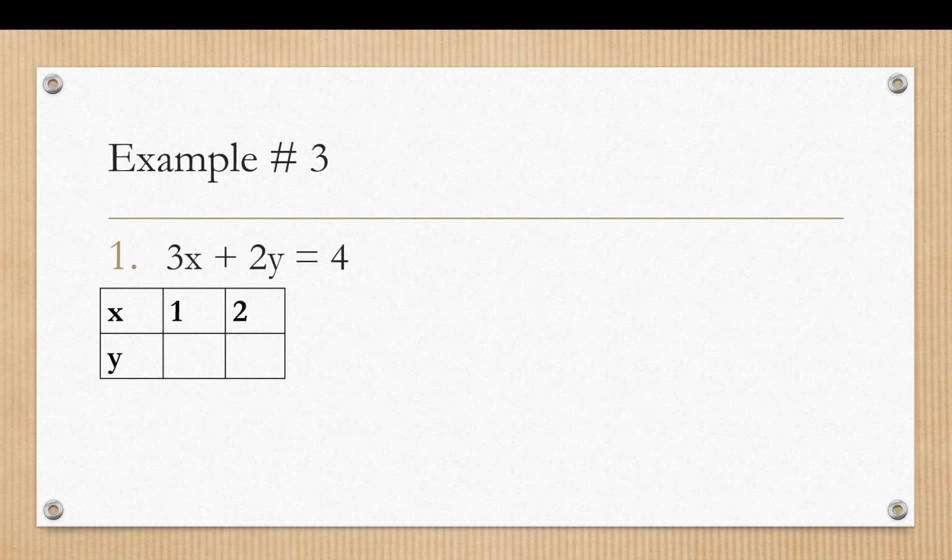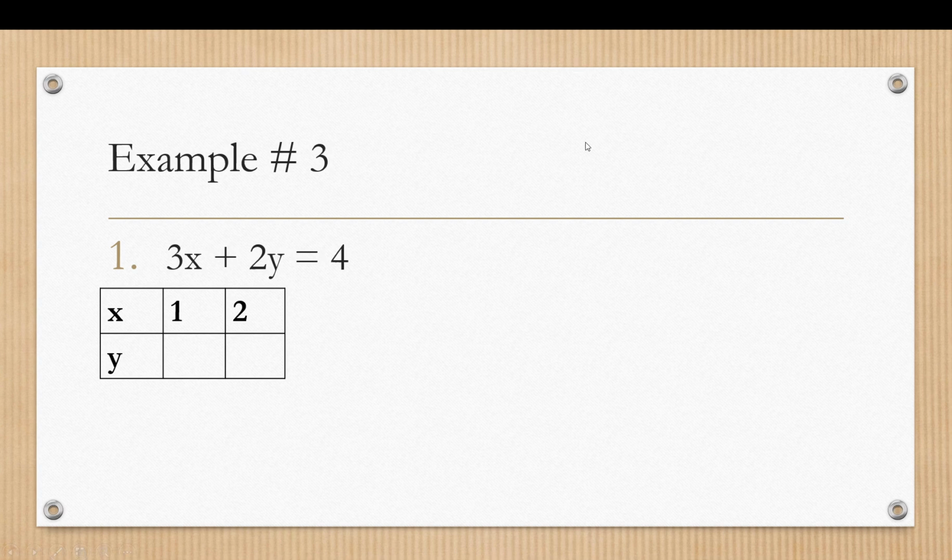But how about in some instances where we don't have the coordinates of the line? We will have the equation of the line itself, which is given here in example number 3. Here we have 3x + 2y = 4. How can we solve it? First, we have to assign values to the x coordinate. So I have chosen the numbers 1 and 2.